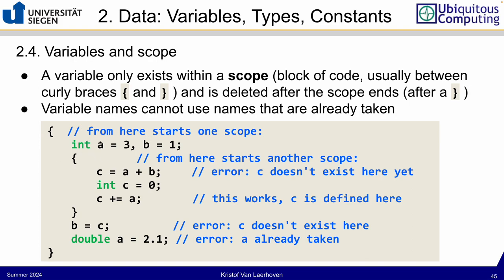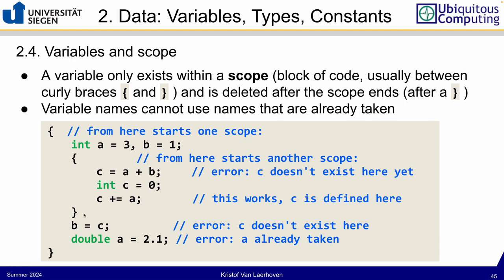Basically here A and B are integers with the values 3 and 1, and then suddenly we enter a new scope over here. We try to use variable C here, which is quite silly because we don't have an integer C at this point. We have it over here, so over here it would be possible, but this line needs to be removed. Now when we close this scope or block, it would again be silly to assign the value of C to B, which is what we're doing here. Because B exists in this scope, that is not a problem.